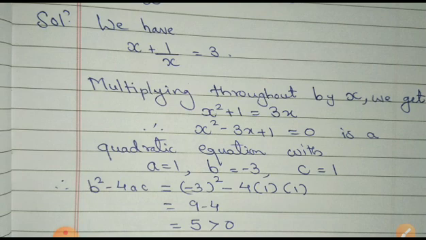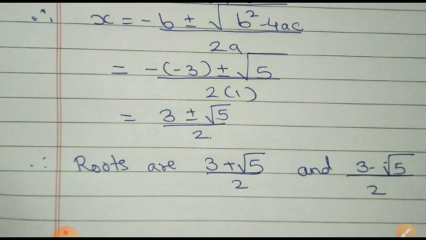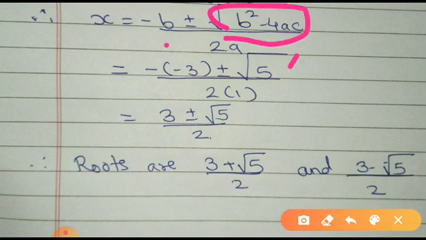Now substitute the values in that formula. The value of b square minus 4ac we have already found, that is 5. So you will get minus of minus 3 plus or minus root 5 by 2. That means the roots will be 3 plus root 5 by 2 and 3 minus root 5 by 2. Is that clear?